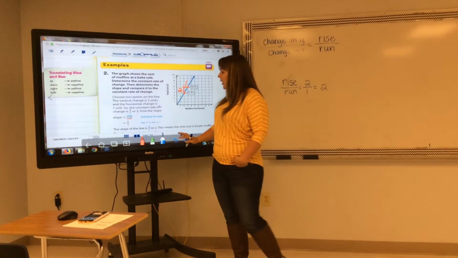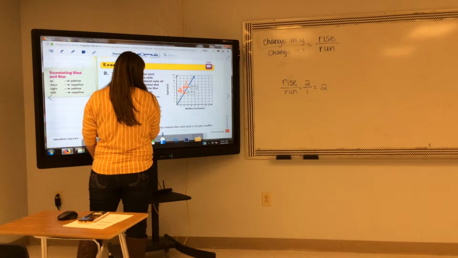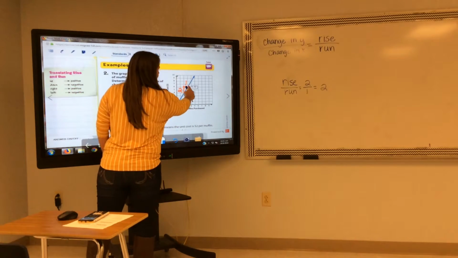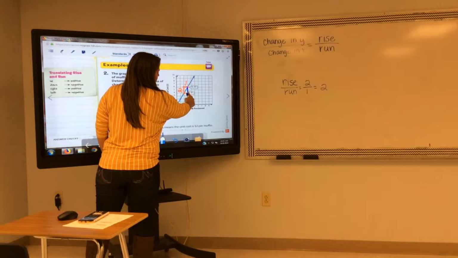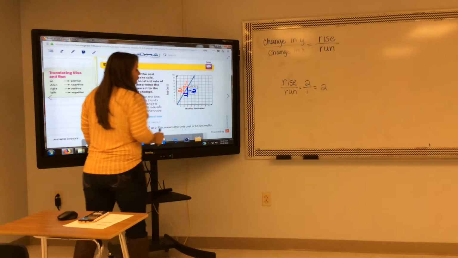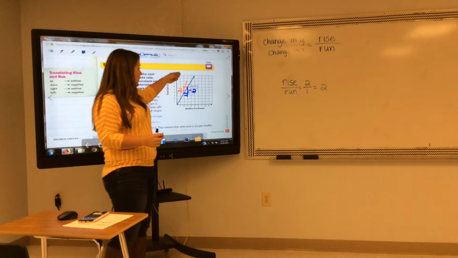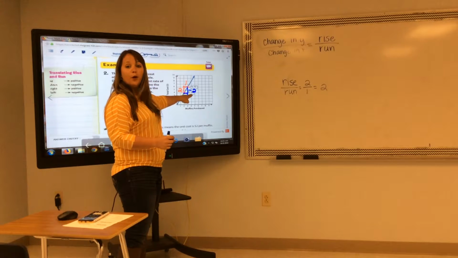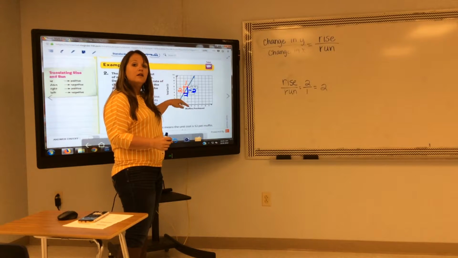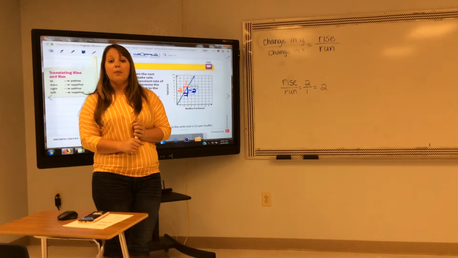Now, a lot of people ask, well, what if we did it the other way? What if I started here and I went down 2 and back 1? Well, that would be negative 2 over negative 1. My rise would be down 2, but my run would be a negative 1. So a negative over a negative still gives you a positive answer. So you can do that both ways.